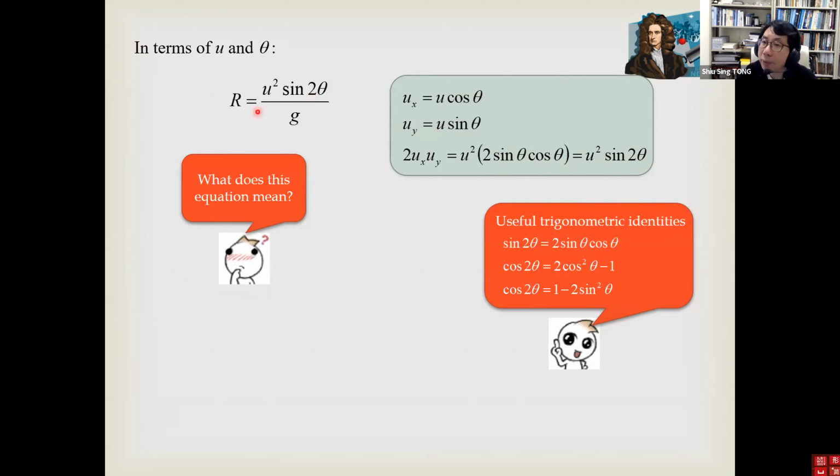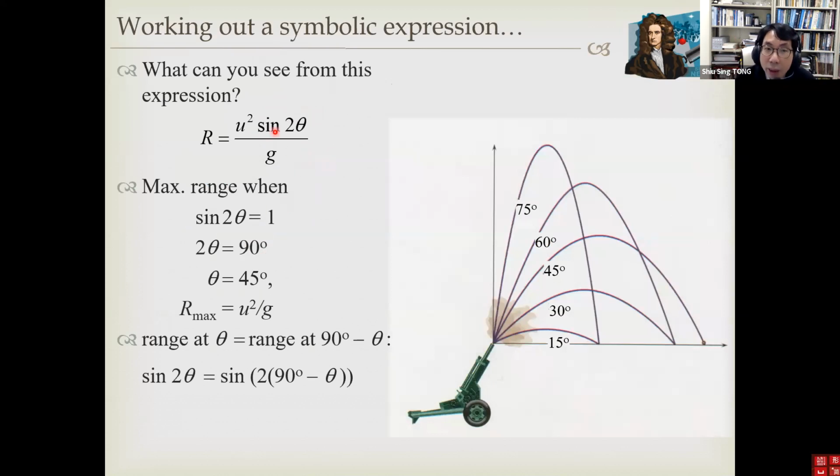Now, that is only an expression. That must carry some meaning in physics, right? That allows us to determine how the range depends on these parameters. So we want to know what it means. Now look at this formula.